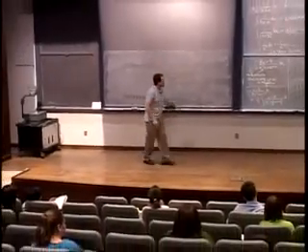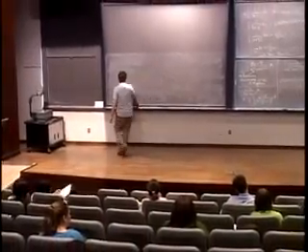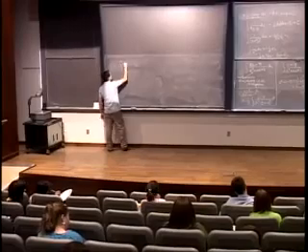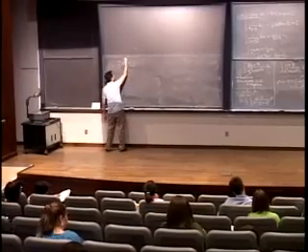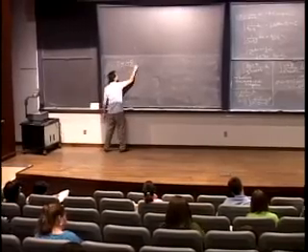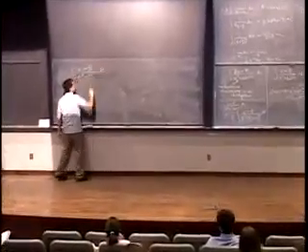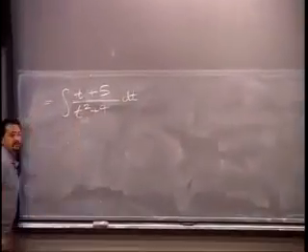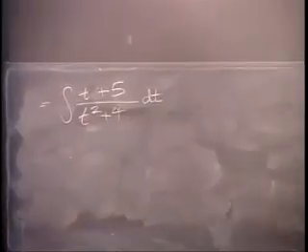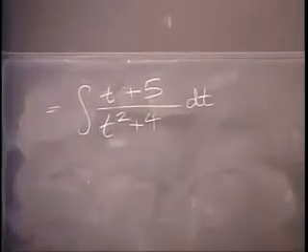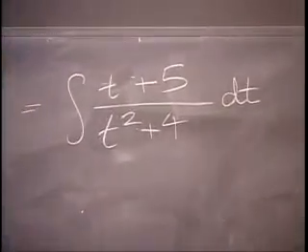Okay, the last integral we had works out to be t squared plus t plus 5 over t squared plus 4. The whole goal of this exercise is to get rid of the linear term on the bottom. We no longer have a linear term. It's just t squared plus something. It's not t squared minus something.